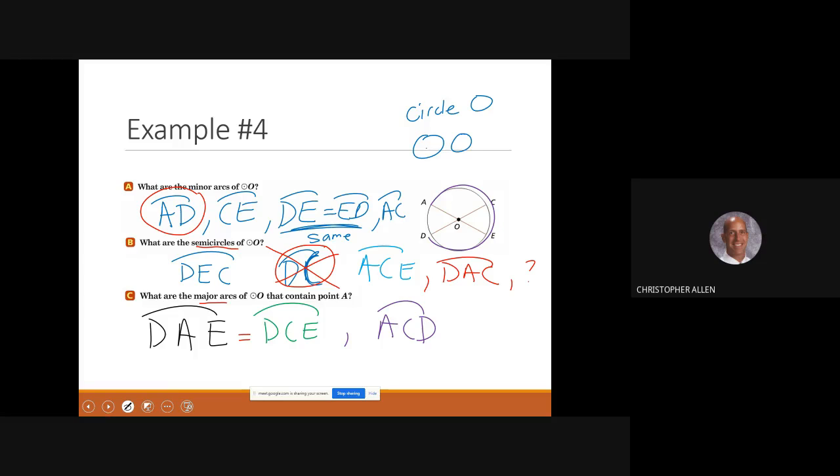So we have what we call minor arcs. Those are the small ones. They're less than a semicircle. We have semicircles. Those are exactly halfway around the circle. And then we have major arcs. Those are more than a semicircle. Good job, guys. Thank you for participating.